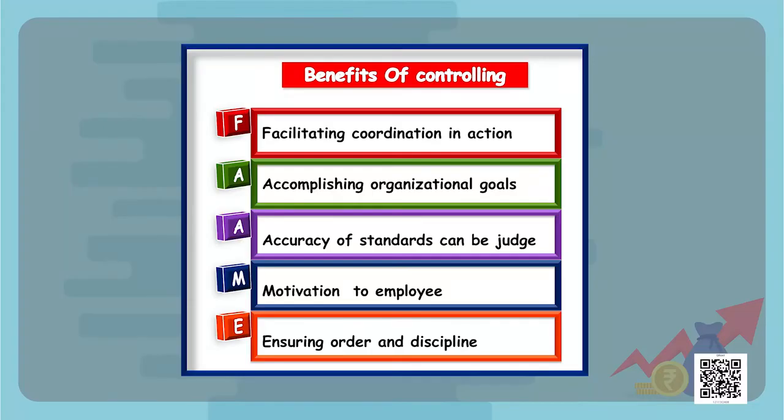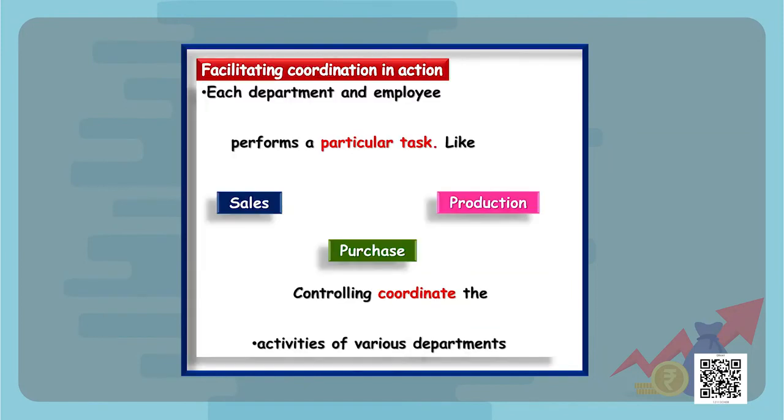Now, let us move ahead and discuss the benefits of controlling. The first benefit of controlling is it facilitates coordination in action. Each department and employee performs a particular task like sales, purchase and production, they have been assigned different tasks to perform. So, controlling serves as a coordination technique between all these departments.